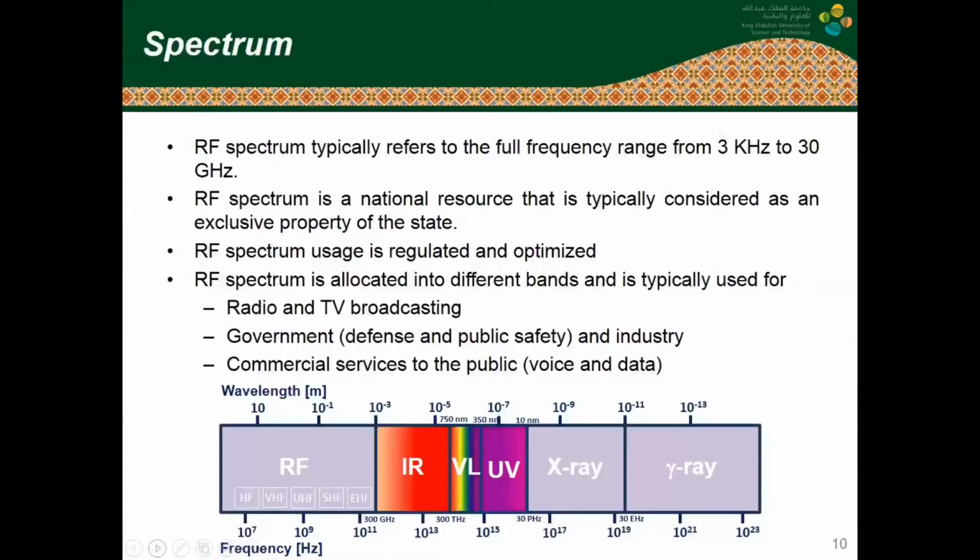Now, obviously, when we talk about the evolution of wireless communication systems, one of the main constraints that we always have to keep in mind is spectrum. Spectrum is a natural resource. It is regulated and optimized worldwide, and this spectrum is allocated into different bands because there are many competing applications such as radio and TV broadcasting, government, and commercial service, all going after the spectrum.